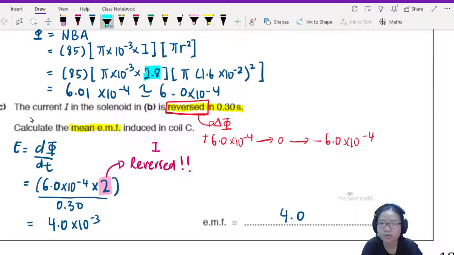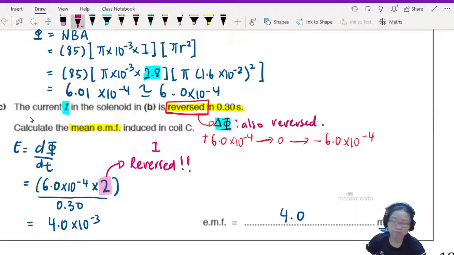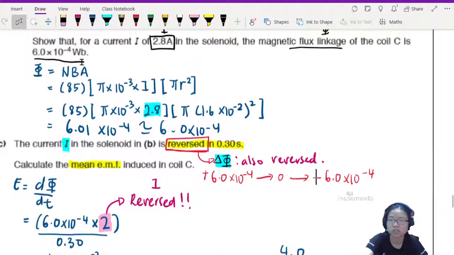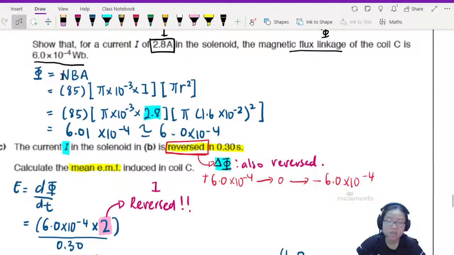So when the current is reversed, the flux is also reversed. Okay, that's the only reason why your flux changed. Your flux didn't change because your area changed. Your flux didn't change because your number of turns changed. Your flux didn't change because it is moving in a non-uniform magnetic field. The only reason why your flux changes is because the current inside the solenoid changes, which changes how strong the magnetic flux density is, which then changes the flux.